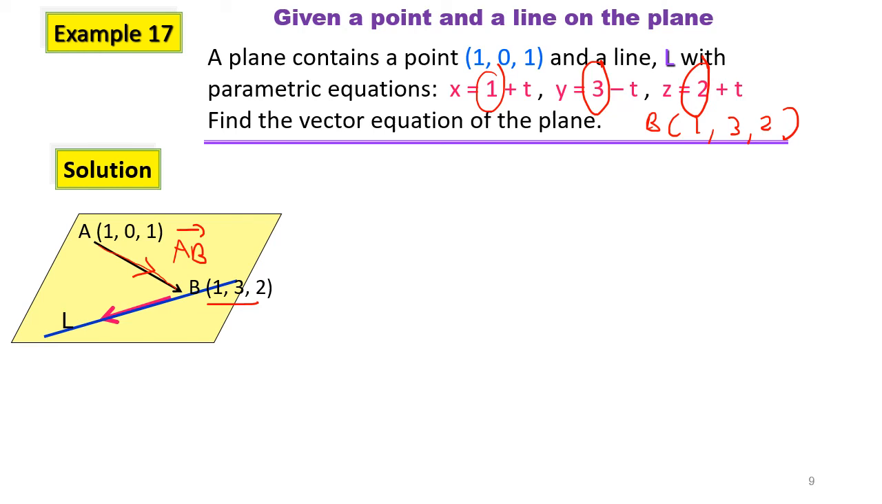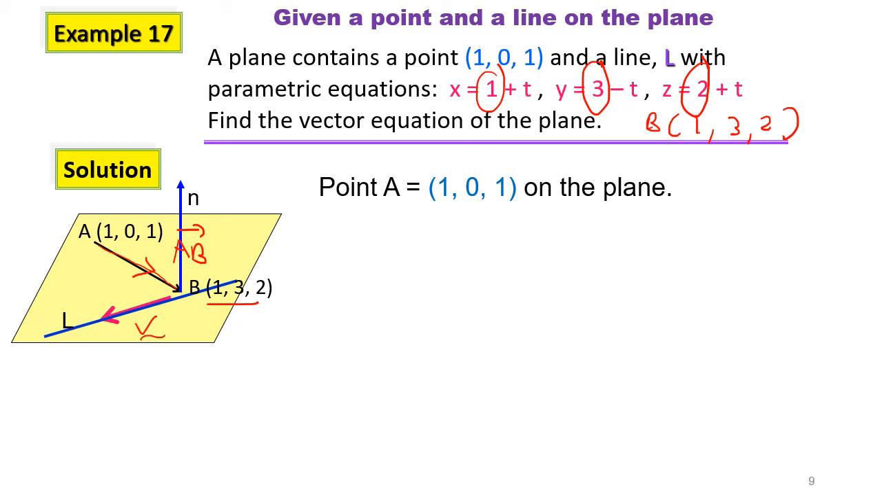And then from the line also we already know the V, right? Okay, so when we do cross product between vector AB and also the V from the line, then we can get our N.